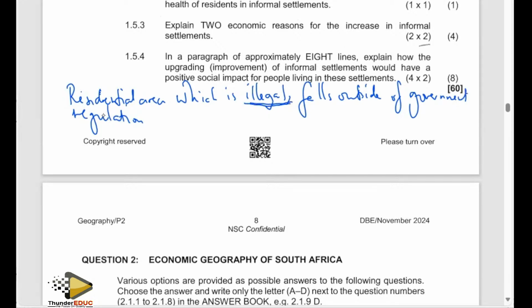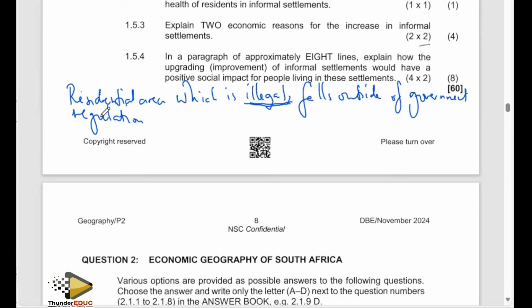Illegal in the sense that it was not planned for. The government did not decide for the establishment of such a settlement. It is people illegally settling themselves or occupying privately owned lands or state lands and establishing a residential area for themselves. That is an informal settlement. Maybe you can also further describe the nature of the structures that you find there, which are predominantly made of temporary and cheap material, material like zinc and wood and plastic. That is typical of most of the informal settlements.